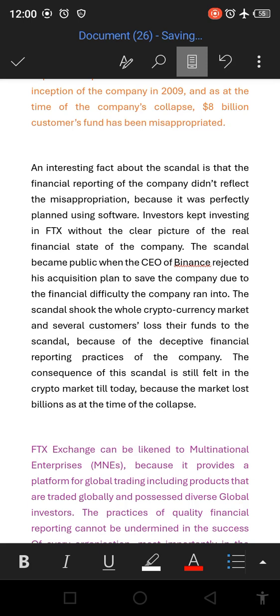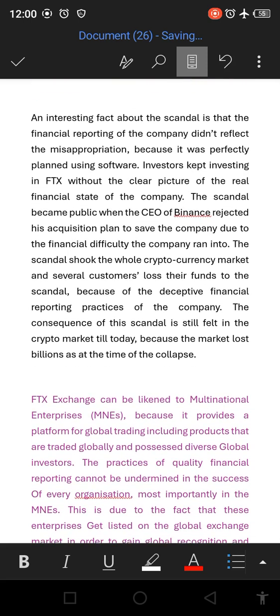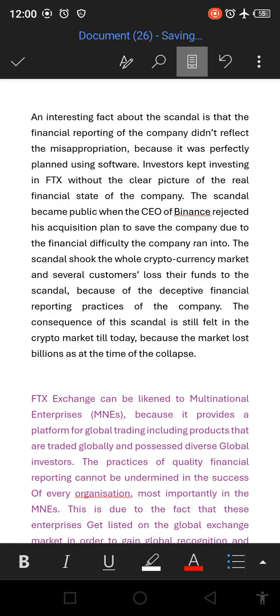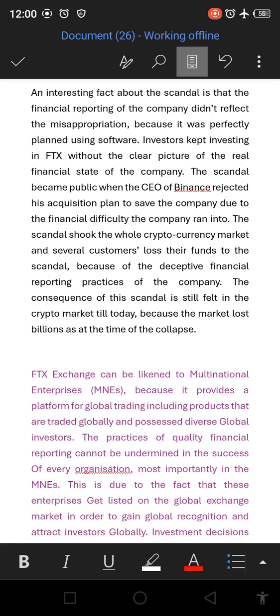Investors kept investing in FTX without a clear picture of the real financial state of the company. The scandal became public when the CEO of Binance rejected his acquisition plan to save the company due to the financial difficulty that the company ran into. The scandal shook the whole cryptocurrency market, and several customers lost their funds because of the deceptive financial reporting practices of the company. The consequences of the scandal are still felt in the crypto market today because the market lost billions as at the time of the collapse.